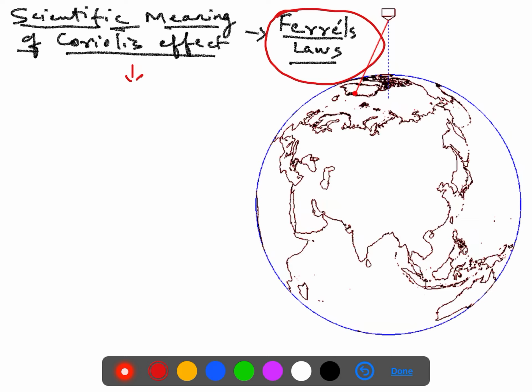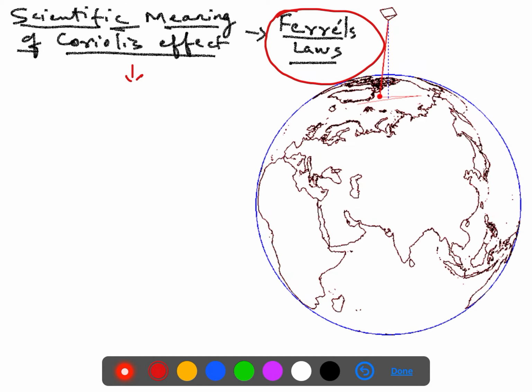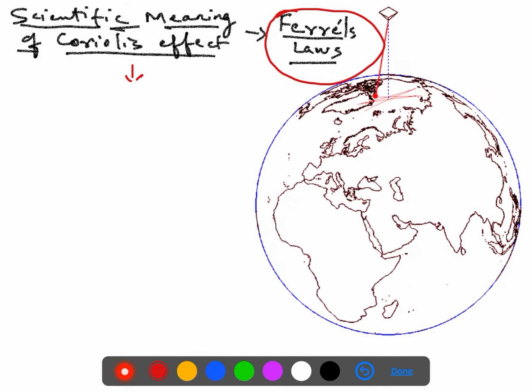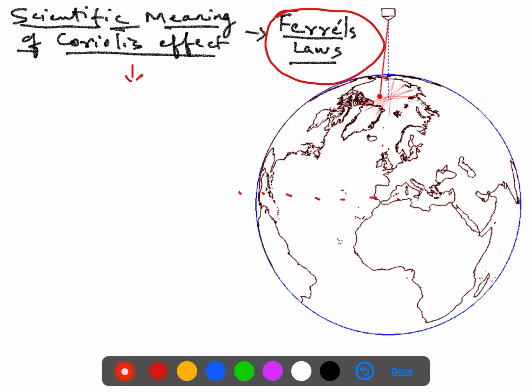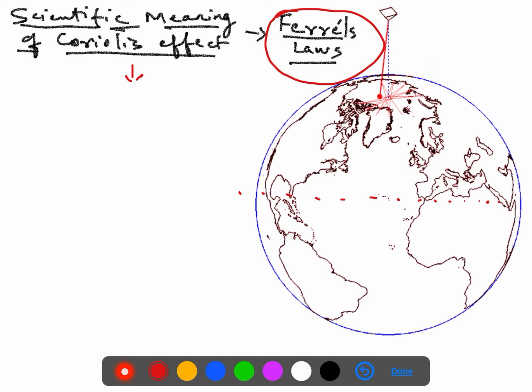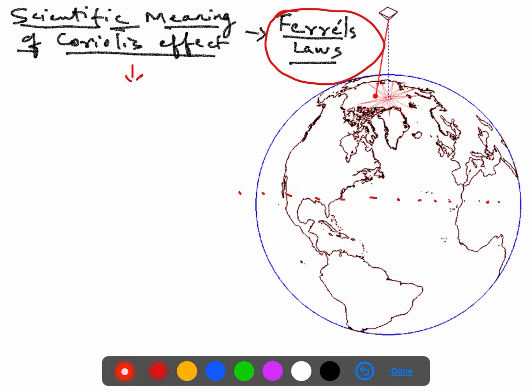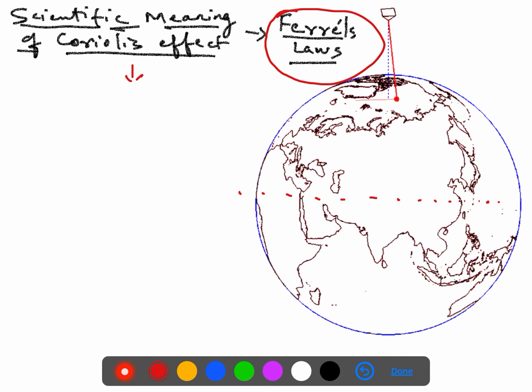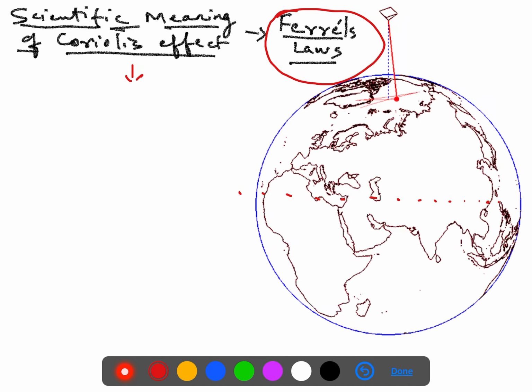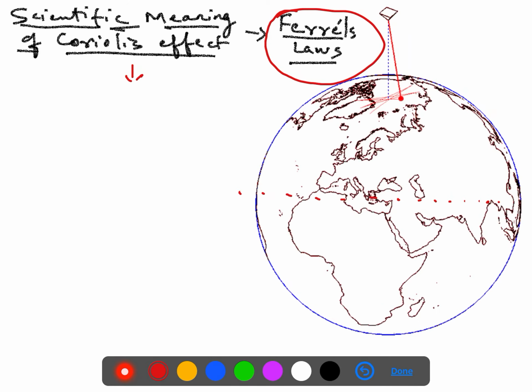The question arises, how much deflection takes place and where does it take place? This is given by Ferrel's law, and that's why this concept is also known as Ferrel's law. As we know, the Earth is spinning from west to east, and anything moving in the northern hemisphere appears to an observer on the Earth to be deflected towards the right, and in the southern hemisphere towards the left, because of relative motion. Now, let me discuss Ferrel's law.